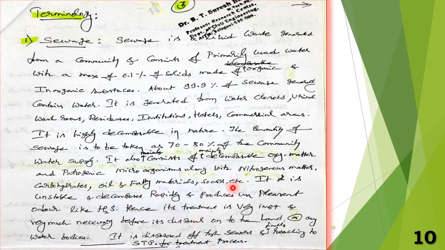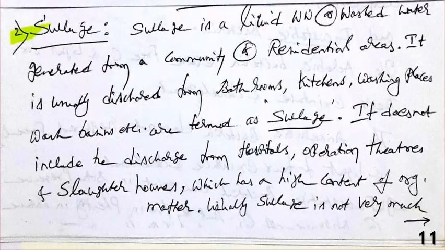Now it consists of oil and grease and waste matter. These are organic and inorganic materials, etc. If you go through it neatly, you will get an idea about sewage. Up to this much of the slides you have listened patiently. See, what is sewage and what is municipal wastewater, you came to know.